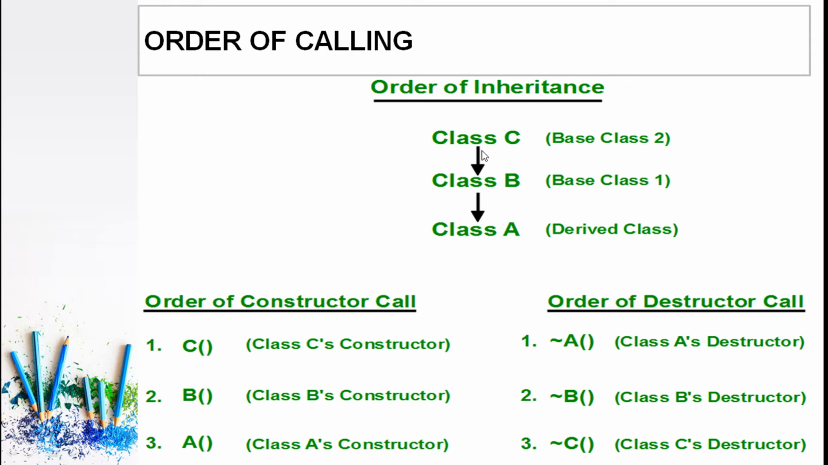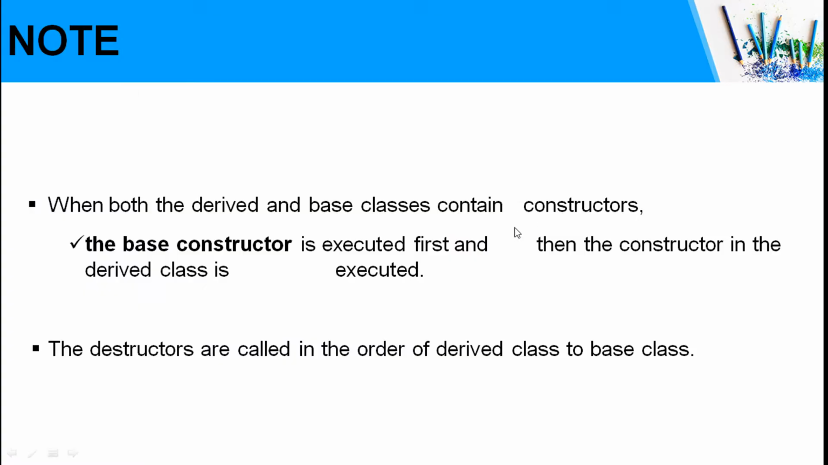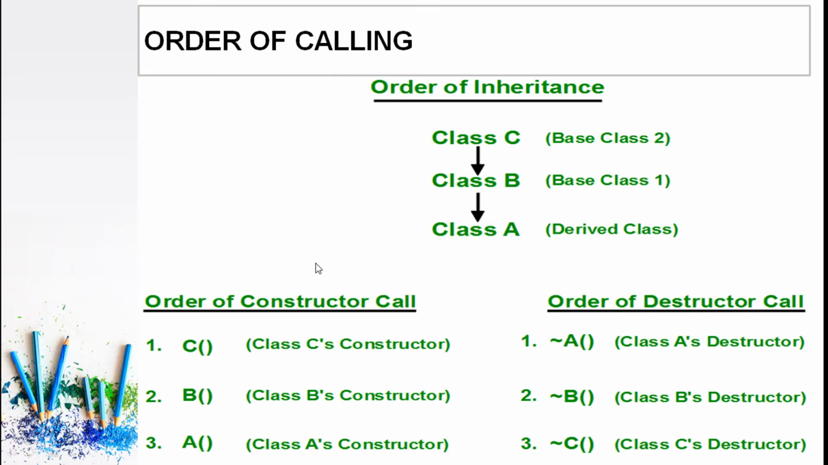So that is the classes that we have created. A inherits the properties from B, and B inherits the properties from C. This is a hierarchy of inheritance. As you know, in the previous slide, we discussed that constructors are executed in order, from the base class first, then to the derived class. So which is the base class?